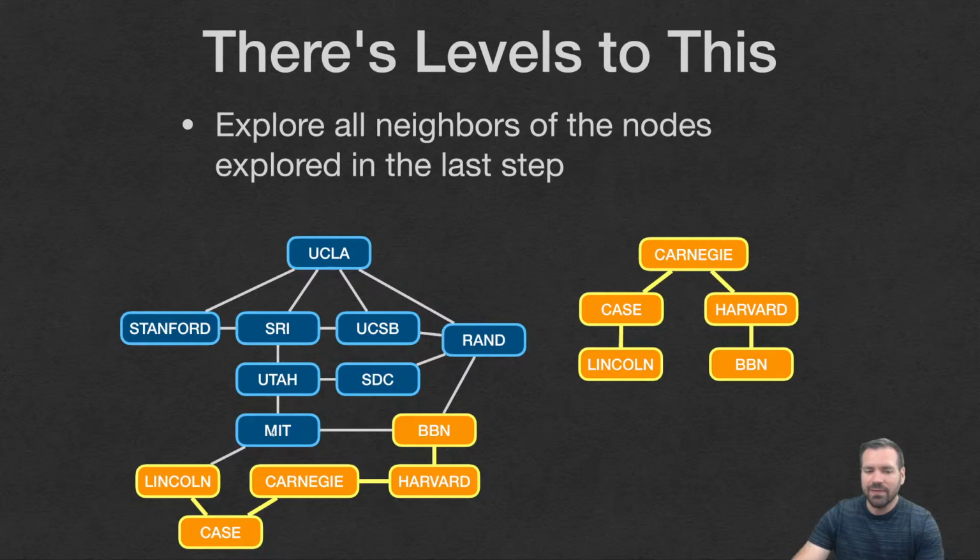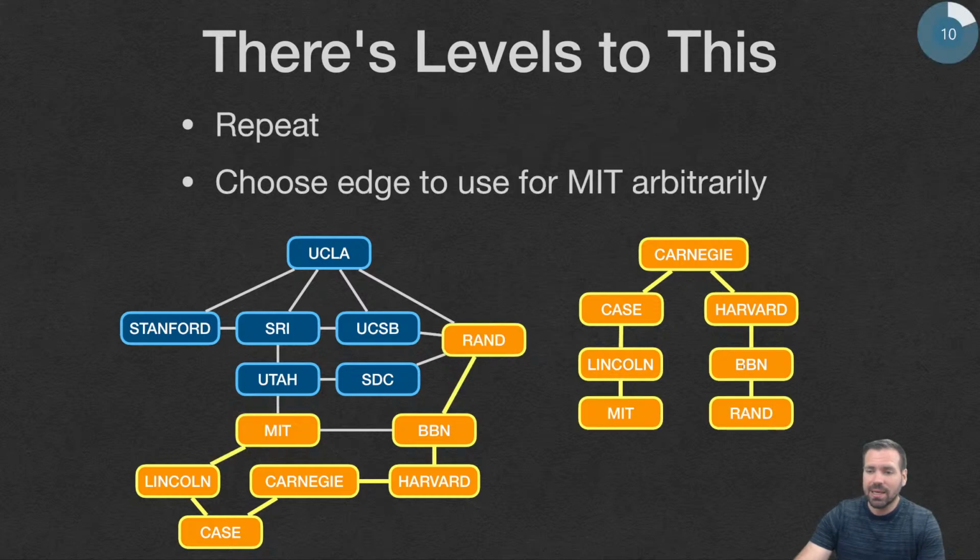I'm going to say Lincoln finds MIT and BBN, there's no choice, BBN has to find Rand. So Lincoln is going to find MIT. BBN is going to find Rand. And this edge right here was not used in my breadth first search run. It was not used to find a new node. And when it was checked, it found a node that was already found, already explored. So we do not use this edge. So this edge, BBN to MIT, does not show up in our second graph.